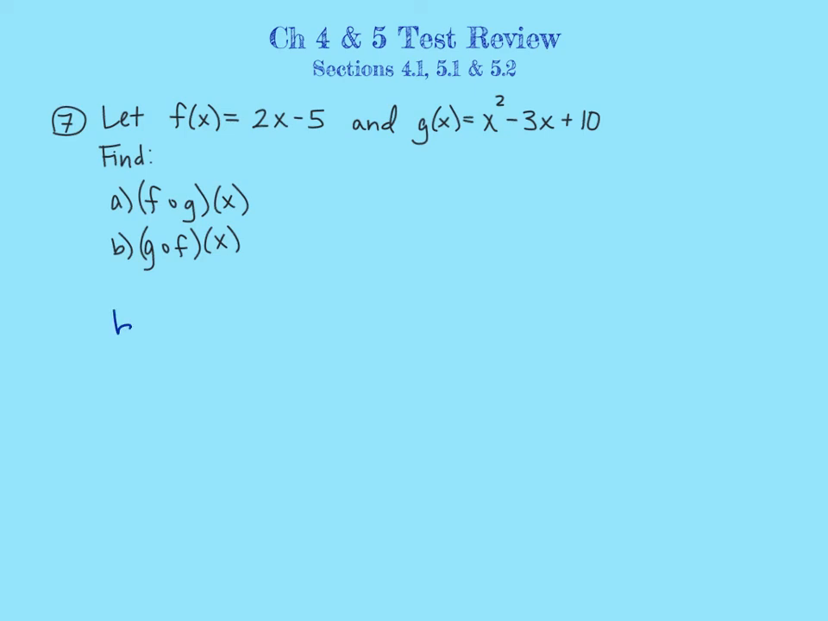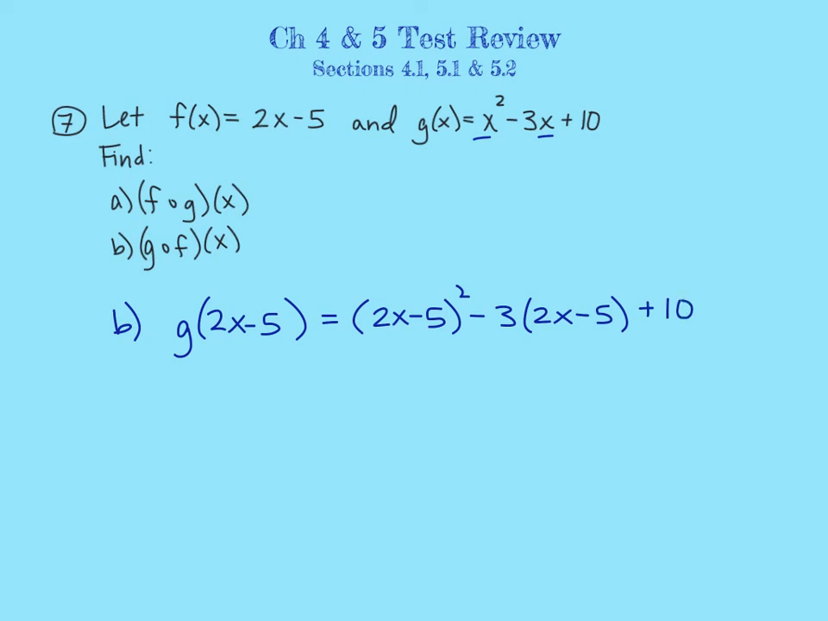In part B, we want to find g of f of x. So we're finding g of 2x minus 5. So everywhere in g that there's an x, we want to plug in 2x minus 5. So we're going to first have to square it, then distribute through a negative 3, and then at the very end, add 10. To square 2x minus 5 means to multiply it by itself. So if you need to write it out and FOIL it out, feel free.